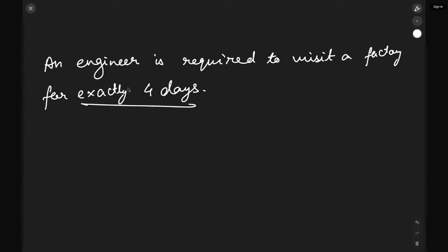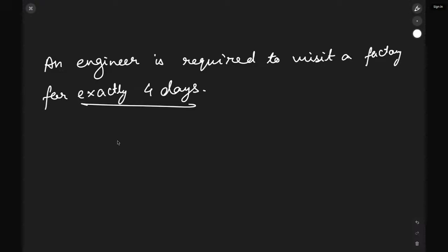This is where the question will play you. So always note down: have they written exactly 4 days? Have they written at least 4 days? Because if they have written at least 4 days, then it can be four and more, like four, five, six. That is also fine. But here they have simply guided us that the engineer should visit exactly 4 days, not three, not five, exactly four. So that is an easy thing.